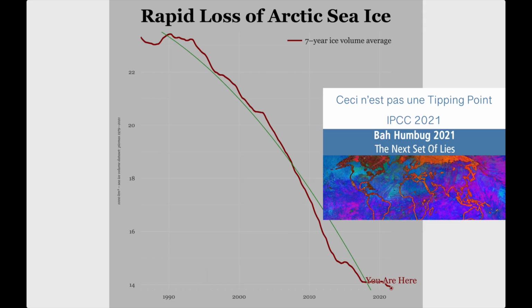Okay, so let us walk through this graph of the rapid loss of Arctic sea ice. The first thing you need to look at is this explanation of what this falling graph is. It is ice volume average in the Arctic, and it's a 7-year ice volume average. And what is a 7-year average? Well, it's pretty obvious. It's the volume for every day of 7 years averaged.